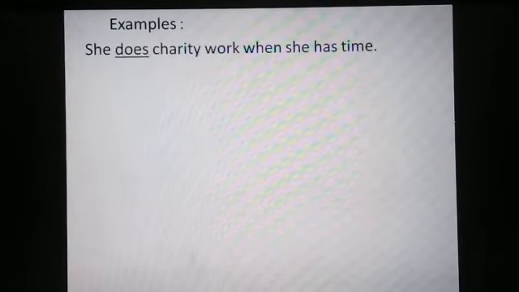She does charity work when she has time. Now in this sentence, she is the subject, does is the first form of do used as main verb in this sentence. Here does is the main verb. She does. Charity work is the object. When she has time is extra part. Alright.